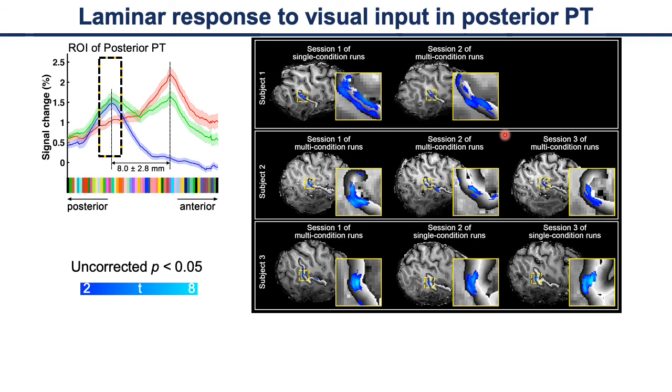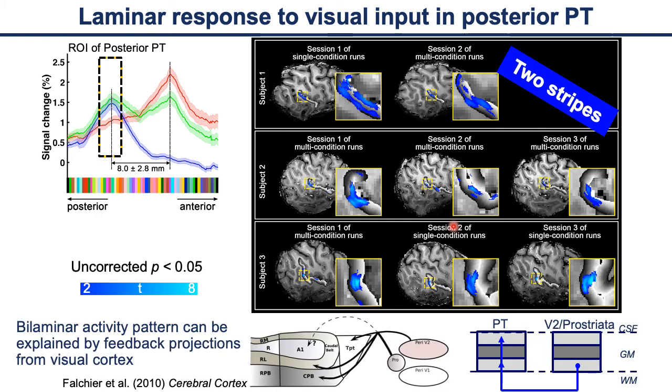In posterior PT, we see a significant activity induced by visual inputs. These activity patterns show a feature of two stripes consistently across subjects and across different scans in each subject. This bilaminar activity pattern can be explained by the feedback projection from visual cortex. In monkey tracer studies, it has been shown that this feedback projection from visual cortex mostly terminates in TPT or CPB, which corresponds to the PT areas in humans.